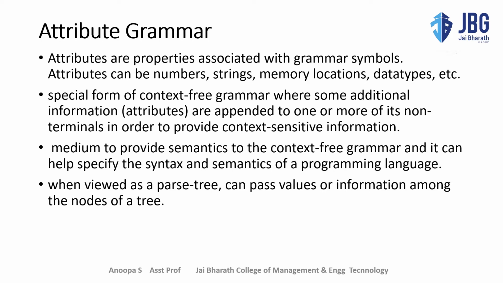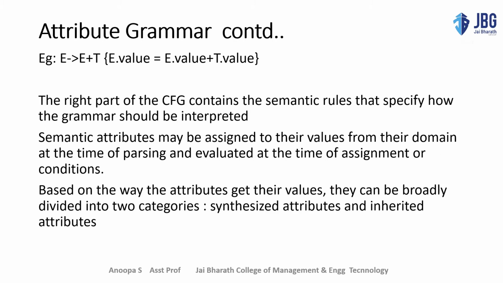Now, when viewed as a parse tree, it can pass values or information among the nodes of a tree. For example, this is a production that we have seen earlier: E giving E plus T is a production in a grammar. Now, I have added a particular rule to that. This rule is specified within curly brackets: E dot value equal to E dot value plus T dot value. So this is the attribute that I have added, and the rule is stated within these curly brackets.